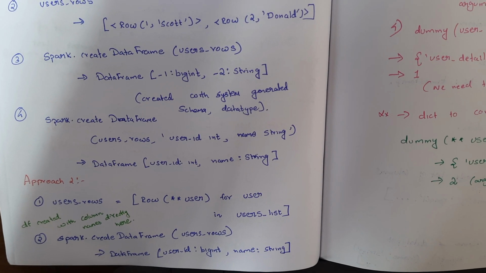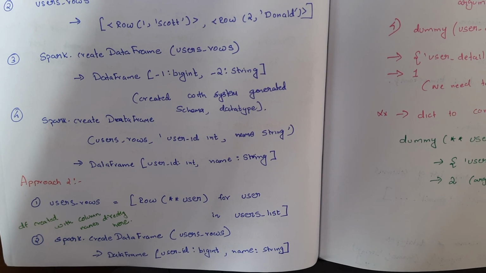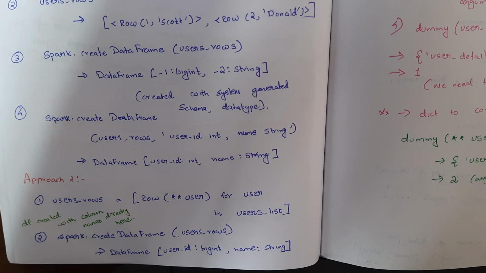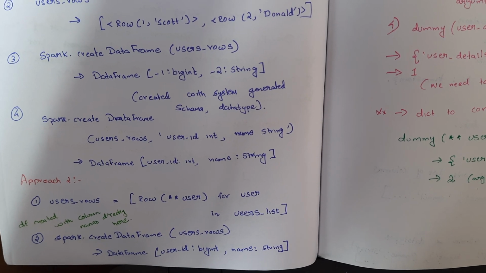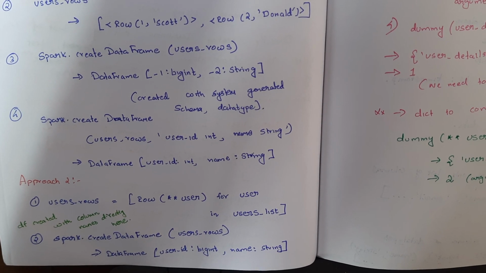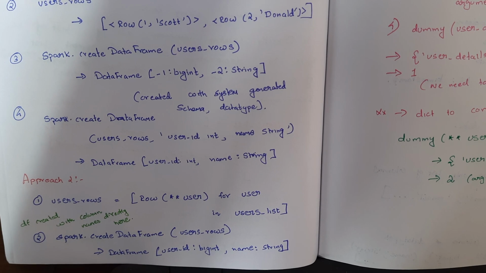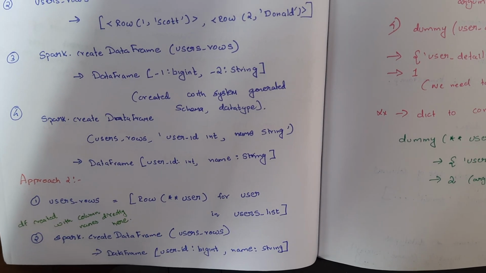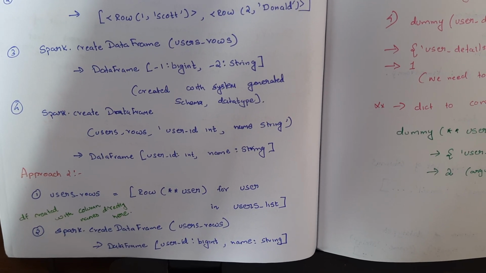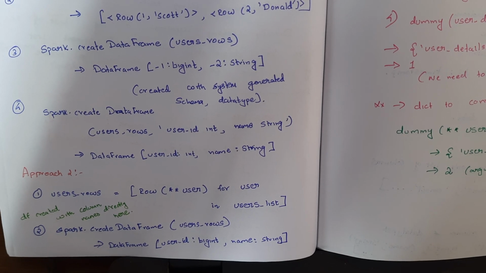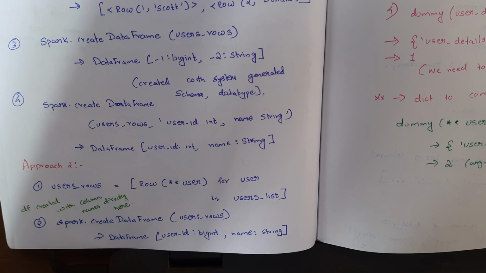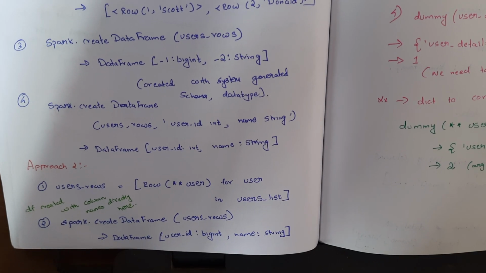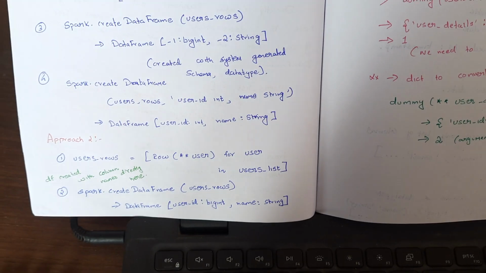So instead of doing user.values, we are directly giving in **user. In this approach, the one advantage is we need not specify the column names here, which will be taken directly from the keys. So if you see here, spark.createDataFrame(users_rows) creates the data frame with user_id as an int and name as a string.